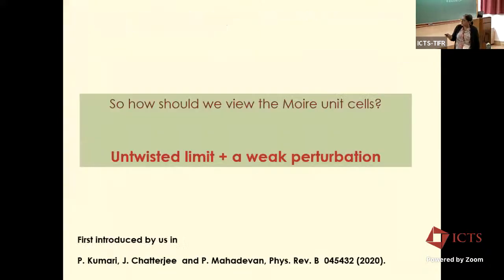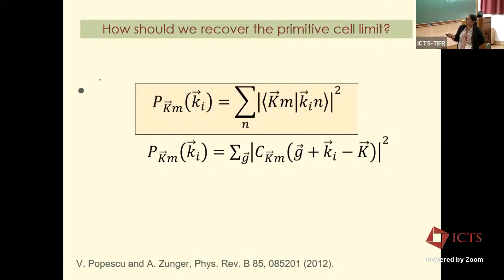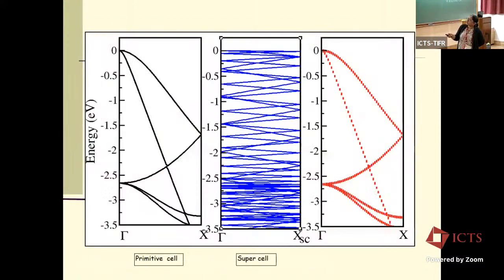Okay, so far. So then the question we asked is, how should we view the Moiré cells and how should we view their electronic structure? So should we just view them as the untwisted limit plus a weak perturbation? So in order to do that, let me show you something. Okay, so let me just show you a result just to emphasize what exactly I mean.